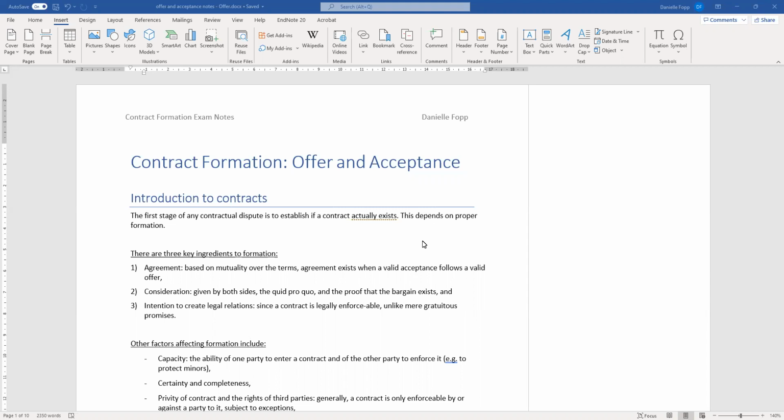How I've structured my notes is that we've got some key headings, which I'll take you through. We look at cases where relevant. There's no legislation relevant to offer because this is common law. However, if there were relevant legislation, you'd add that in. And what I want you to do is go through the lecture notes that your lecturer has provided, along with your tutorial notes and your reading notes, and add that all in.